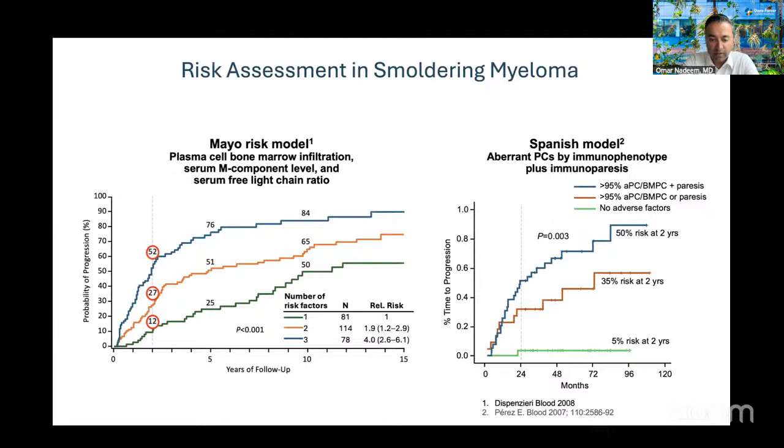And that's what we were assessing in the clinic to know who is at risk of progression. And then the Spanish model came around the same time. This looks at slightly different variables, looking at how your other immunoglobulins are. If those are suppressed, and if your bone marrow plasma cells look abnormal using immunophenotype, then that also predicts about a 50% chance of progression at 2 years. So these were some of the criteria we were using about a decade or so ago to try to identify those truly high-risk patients with smoldering myeloma.